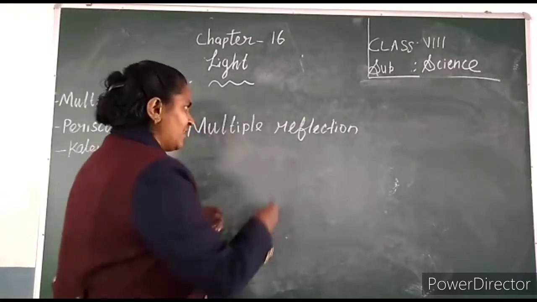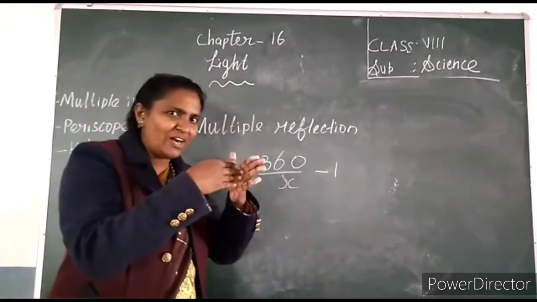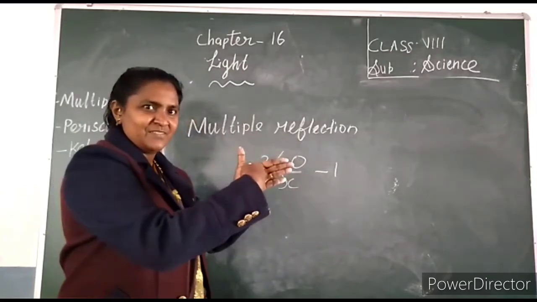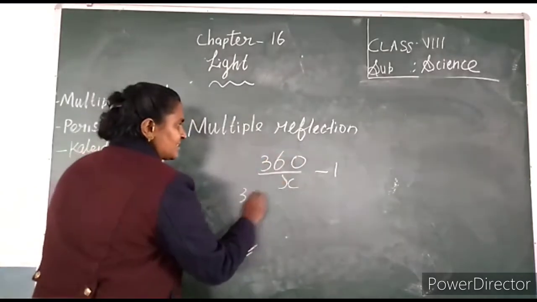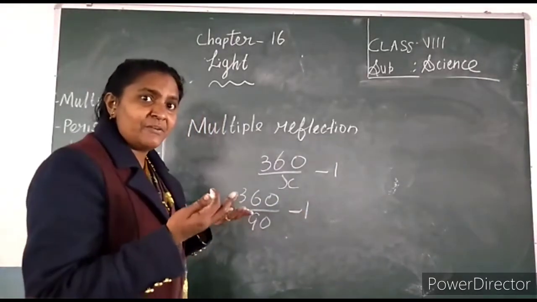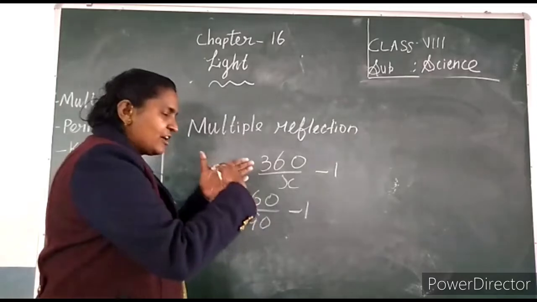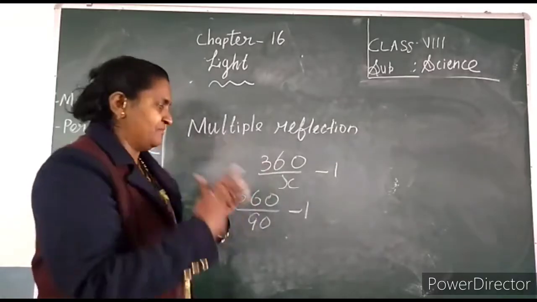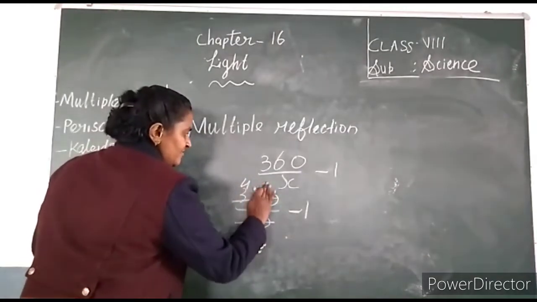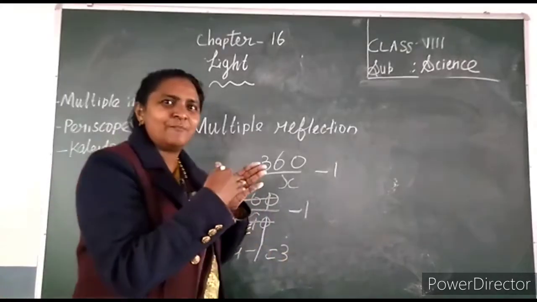It depends upon one formula, that is 360 by x minus 1. At what angle am I keeping the two mirrors? At 90 degrees. So 360 by 90 minus 1. Now I am going to find the number of images formed by this 90 degree angle. 360 by 90 is 4. What is the answer? 4 minus 1 equals 3. You can see 3 images.